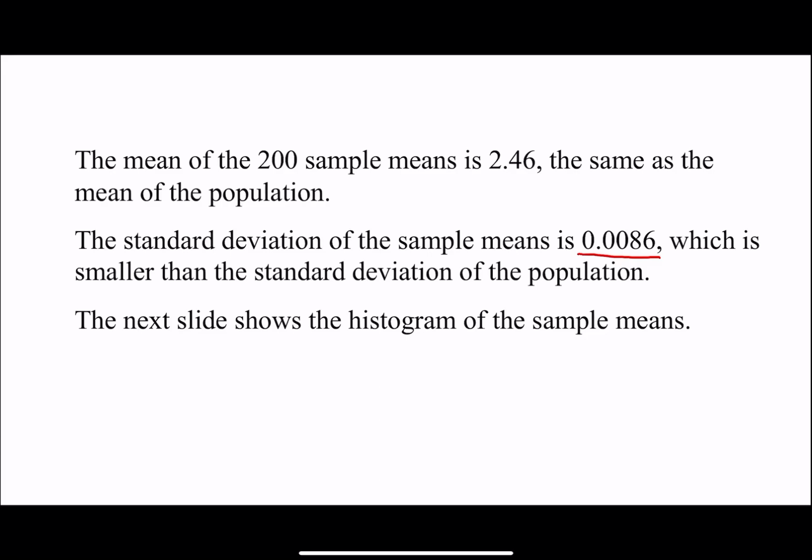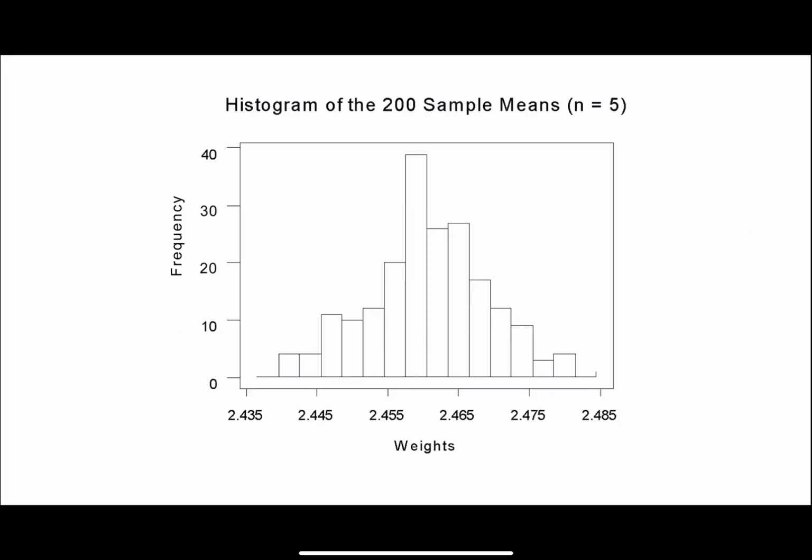I'm going to show you the histogram of those sample means. This is a pretty nice bell shape. Right here, this one is a little bit taller, but it is a pretty decent bell shape.